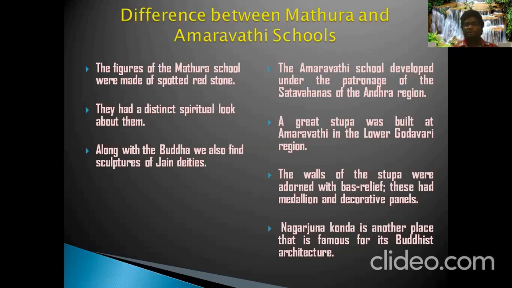The first one is that they use red stone. The second is that they have a spiritual look. And the third thing, the specialty of this Mathura school, is that they not only made Buddha's sculptures, but also Jain deities. And when it comes to the Amravati school, let's see how it actually came into existence.